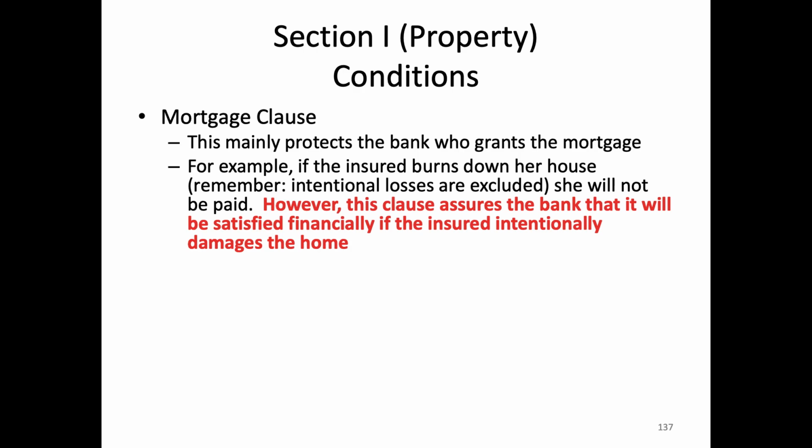So if the insured burns down her house, remember intentional losses are excluded. But according to this condition, if an insured burns down her house, she won't be paid a dime. However, the bank's mortgage will be satisfied. And so this protects the bank in the case of an insured purposely damaging their own property. The insurance company will make sure that the bank is satisfied. But if it's a $300,000 house with a $200,000 mortgage on it, the insurance company will pay off the $200,000 mortgage, although, of course, they won't pay anything to the insured.